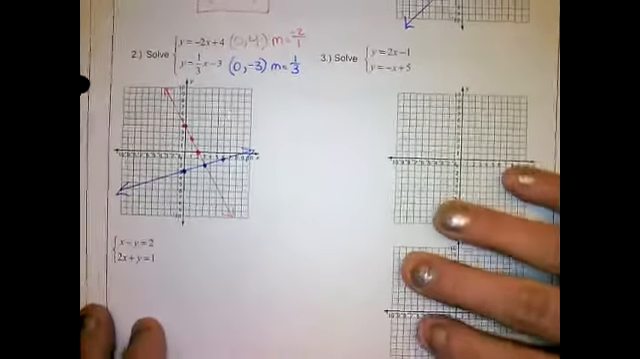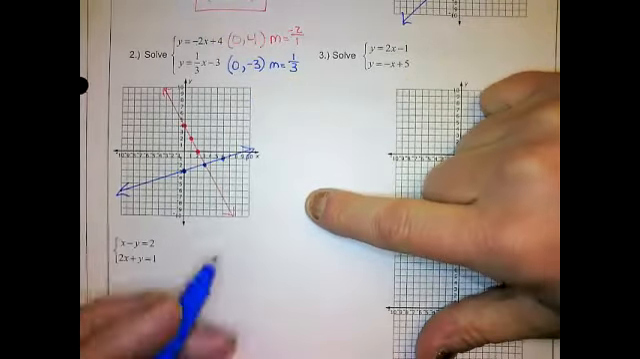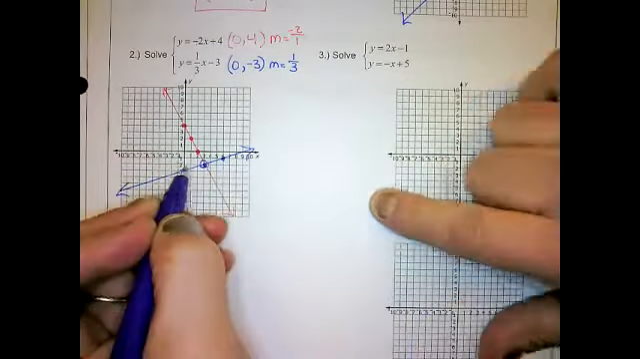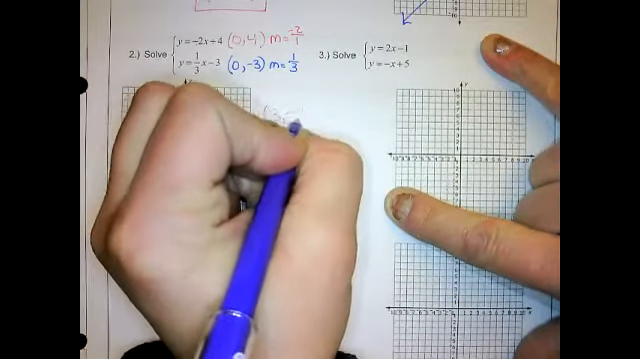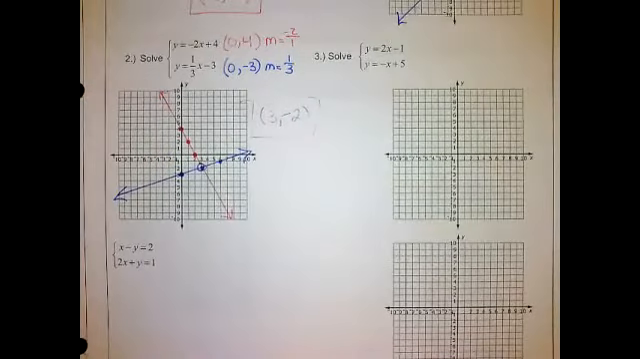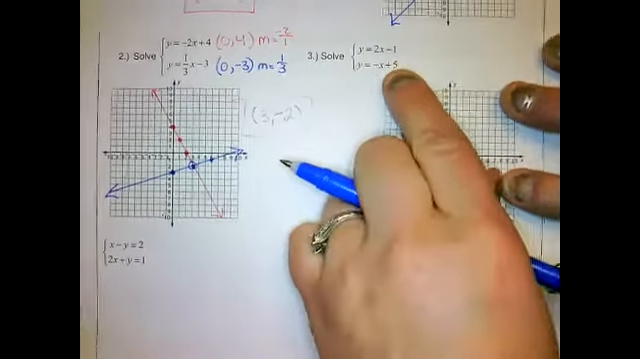So the point on this graph where these two lines intersected, or where they touch, is right there, and it's the point (3, -2). It's a coordinate, so that's why I'm writing it as a coordinate, (3, -2). Okay, let's go ahead and do the next problem.